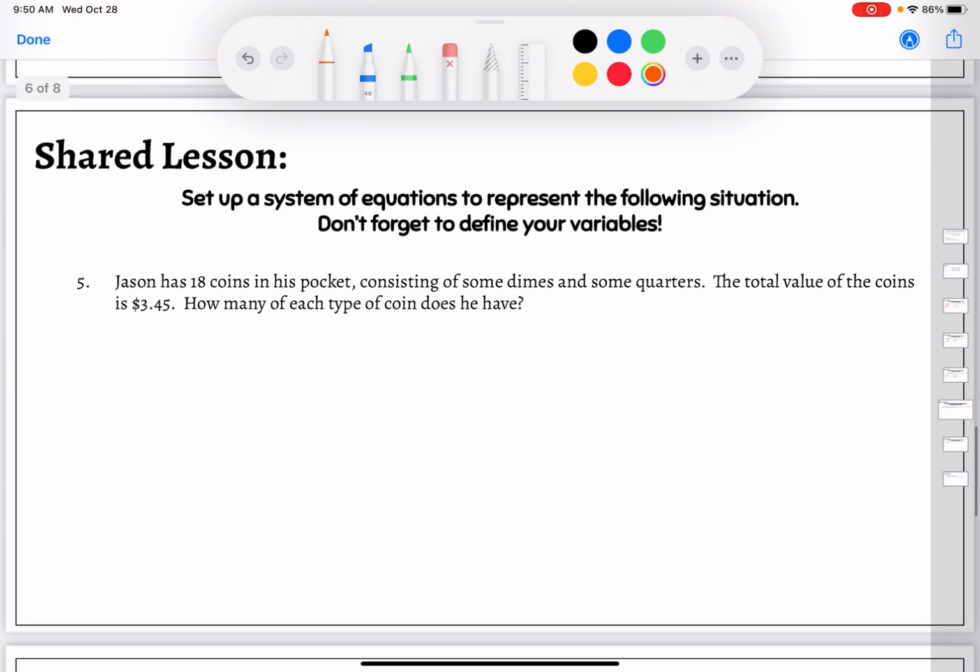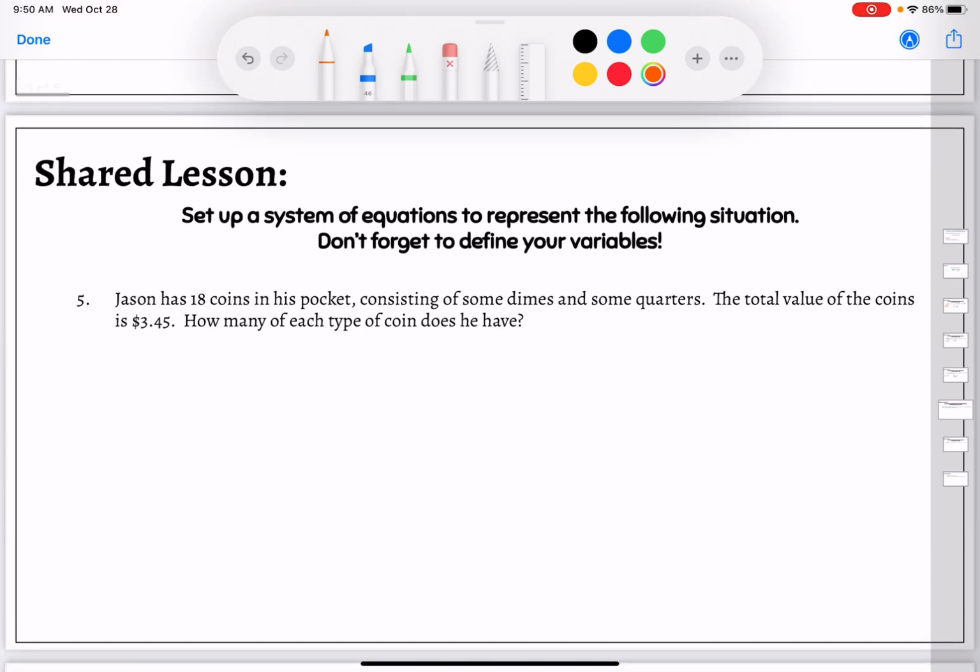All right, number 5 here. Jason has 18 coins in his pocket, consisting of some dimes and some quarters. The total value of the coins is $3.45. How many of each type of coin does he have?